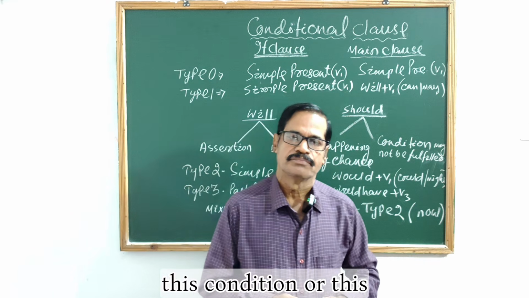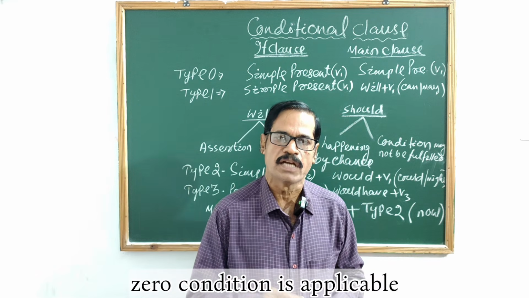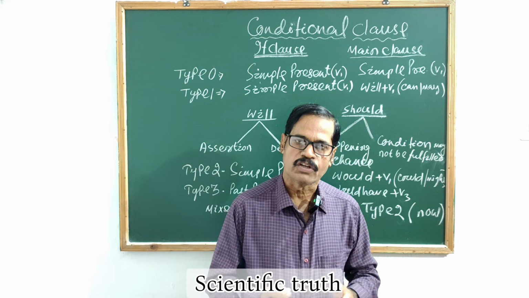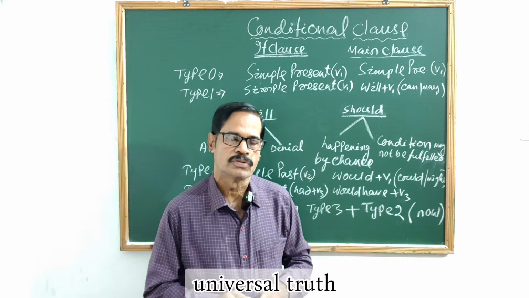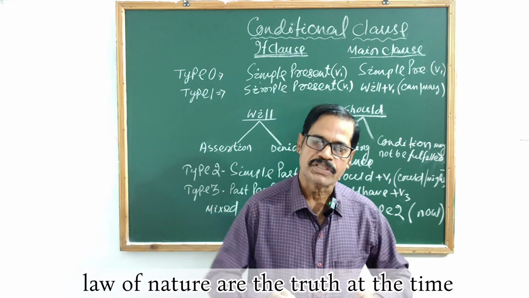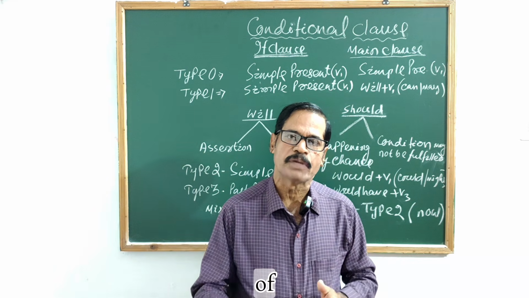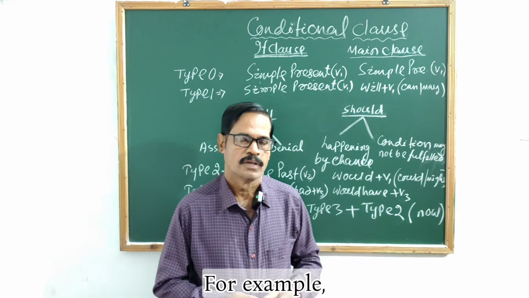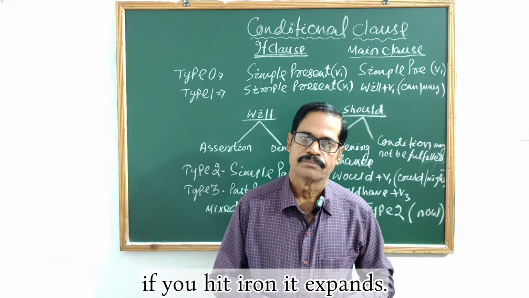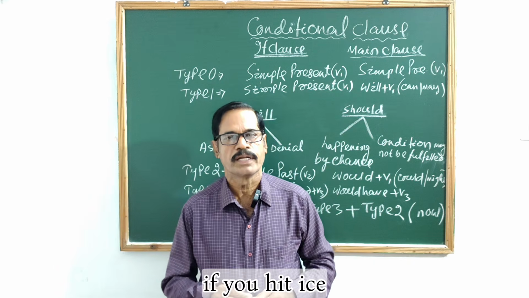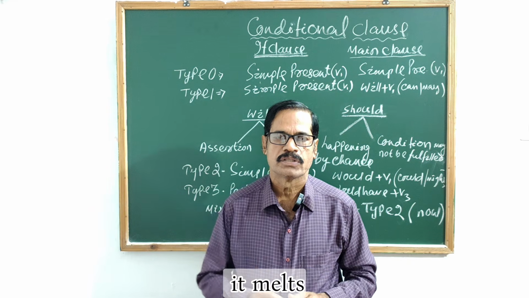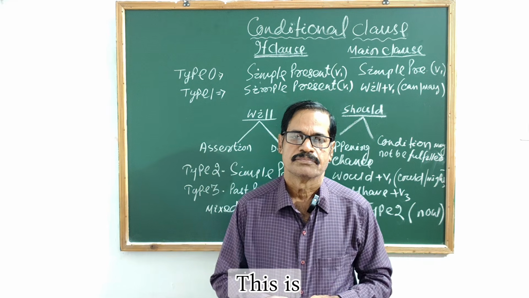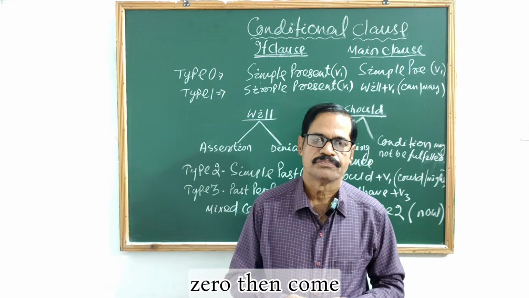This 0 condition is applicable to all the truth, scientific truth, general truth, universal truth, law of nature, or the truth at the time of speaking it. For example, if you heat iron, it expands. If you heat ice, it melts. If the sun sets, it gets dark. This is all about type 0.